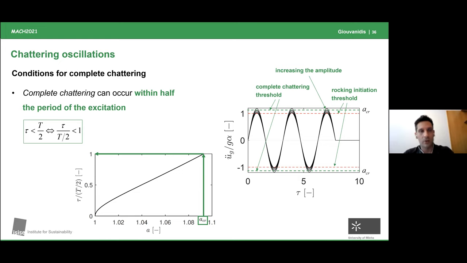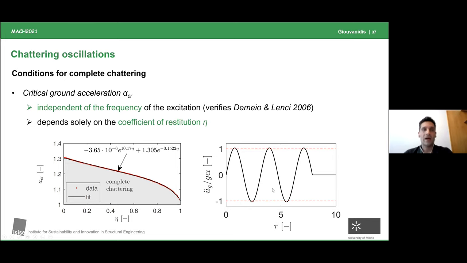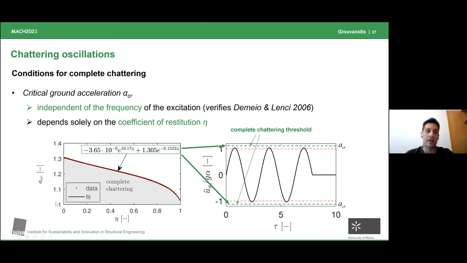So what we showed here is that when a ground excitation is capable of initiating rocking motion, which means that its amplitude should be larger than one, and below this green dotted line, we expect the structure to exhibit complete chattering and come to rest before the next lobe of ground excitation re-excites the block. Now, if we solve this problem numerically for different values of the coefficient of restitution, we take an equation that describes this ground acceleration amplitude boundary, which gives the critical ground acceleration for different values of the coefficient of restitution.